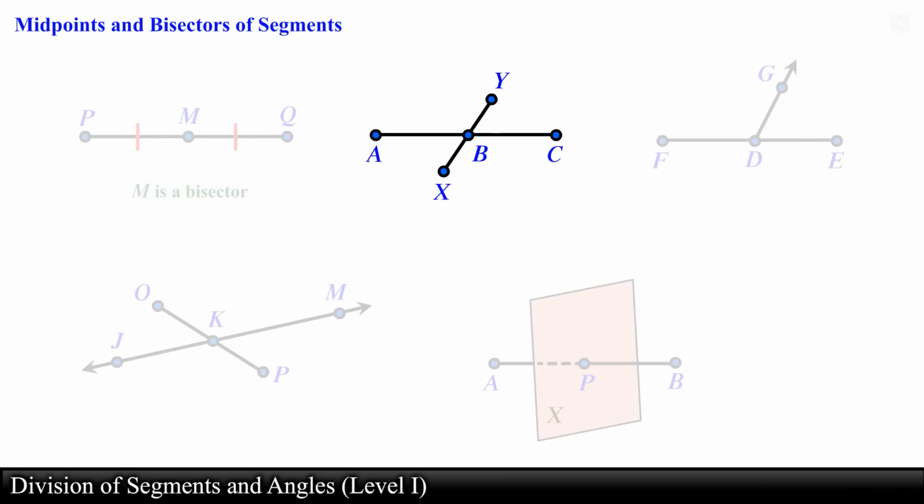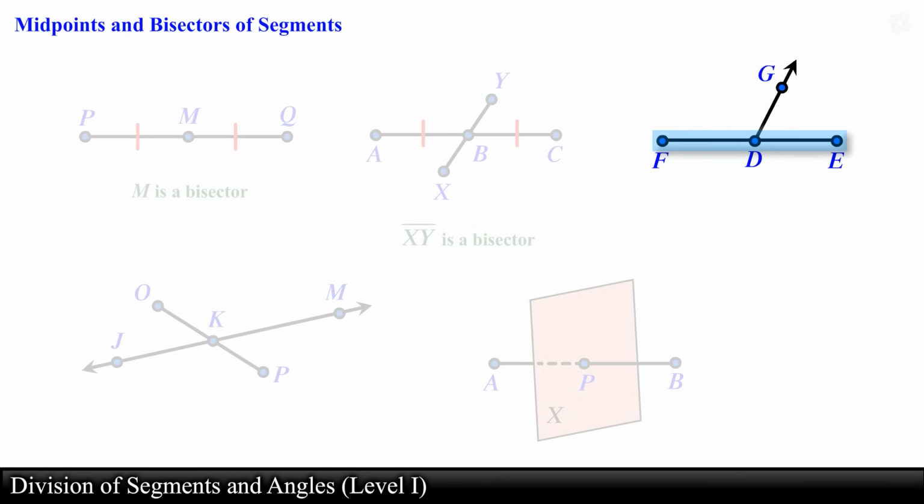For example, in the following figure, segment XY bisects segment AC at point B. We can conclude that point B is the midpoint of segment AC and that segment AB is congruent to segment BC. In this figure, point D is the midpoint of segment FE. We can conclude that segment FD is congruent to segment DE, because point D bisects segment FE. We can also conclude that ray DG bisects segment FE.